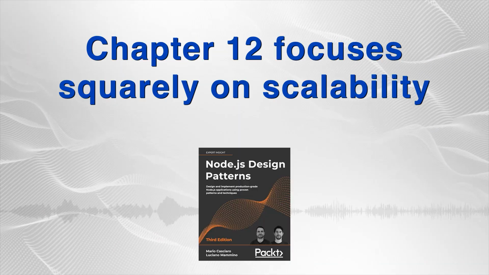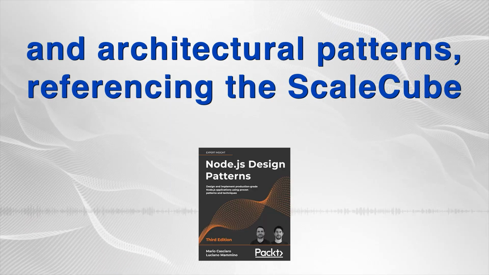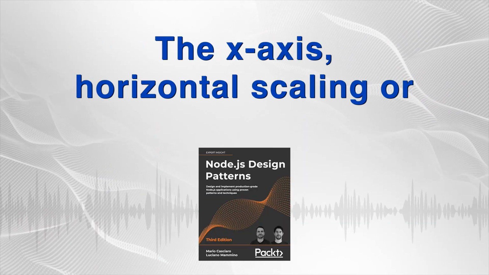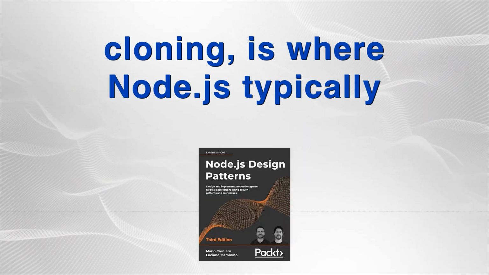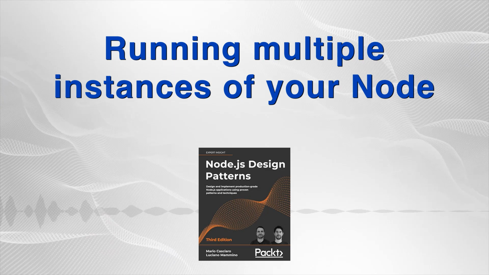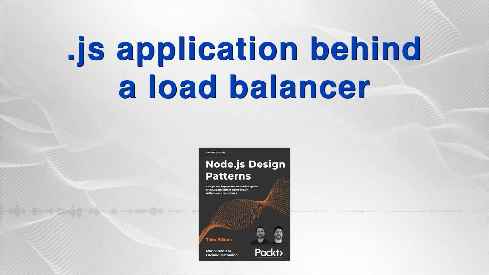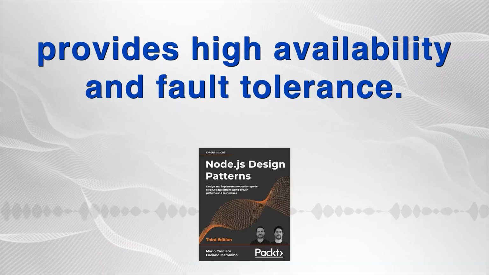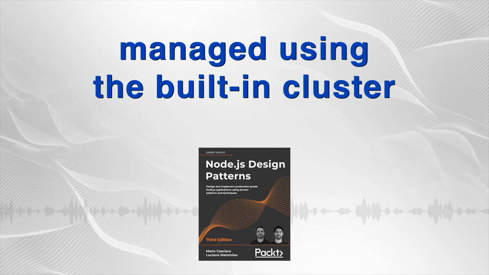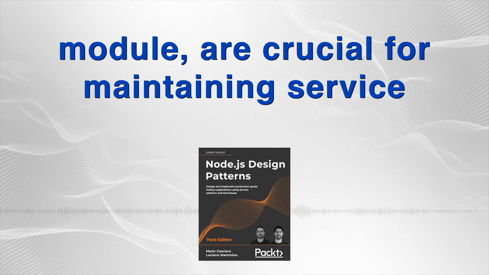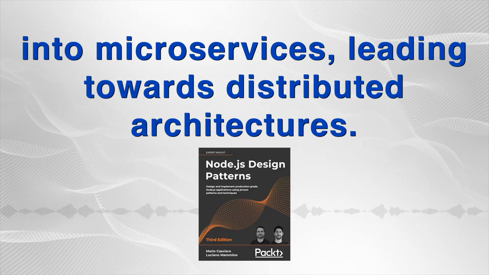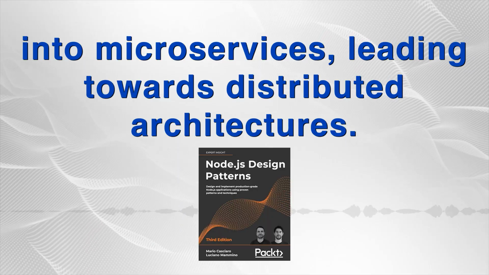Chapter 12 focuses squarely on scalability and architectural patterns, referencing the scale cube model. Indeed. The x-axis, horizontal scaling or cloning, is where Node.js typically shines due to its stateless nature. Running multiple instances of your Node.js application behind a load balancer provides high availability and fault tolerance. Techniques like zero downtime restarts, often managed using the built-in cluster module, are crucial for maintaining service during deployments. The y-axis involves functional decomposition into microservices, leading towards distributed architectures.